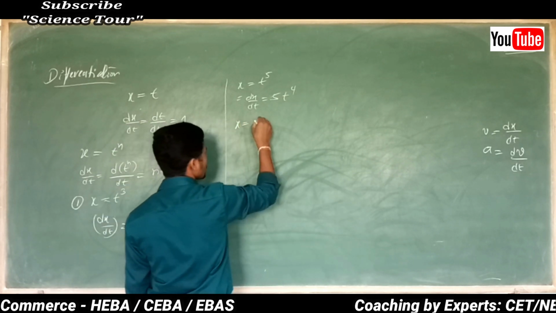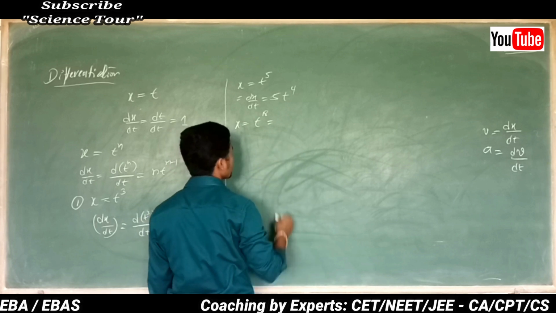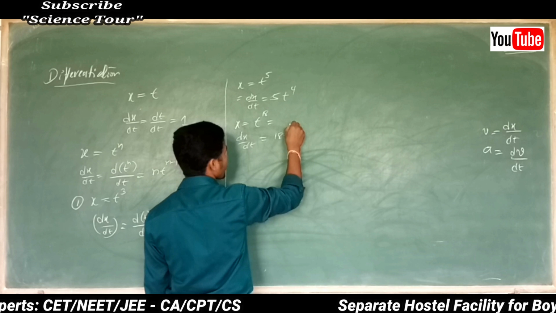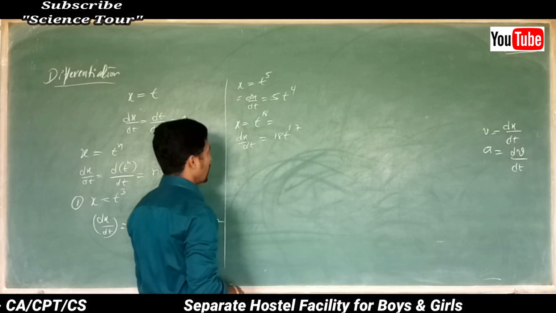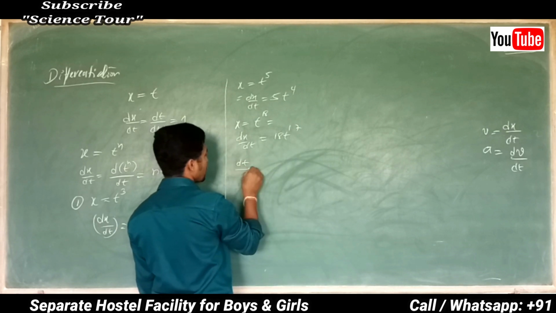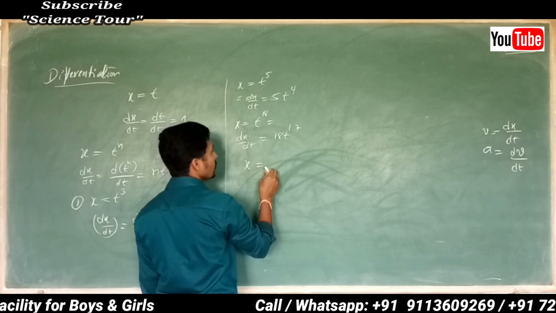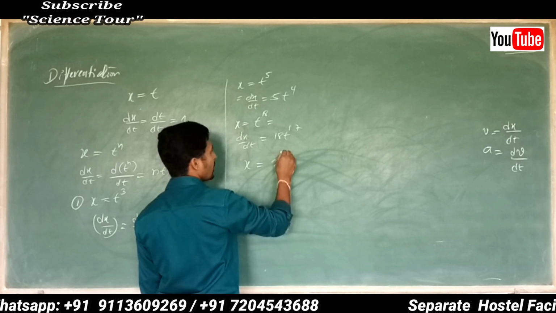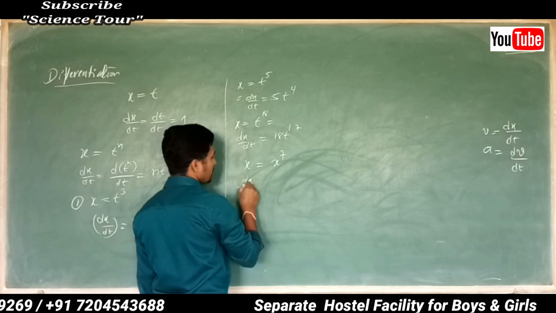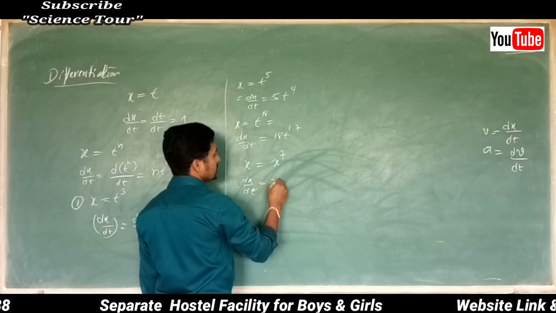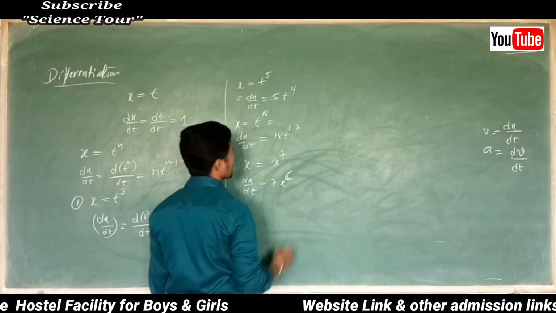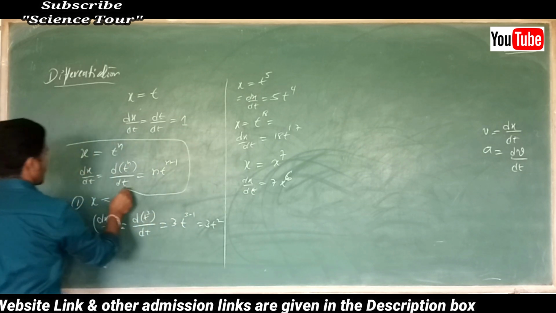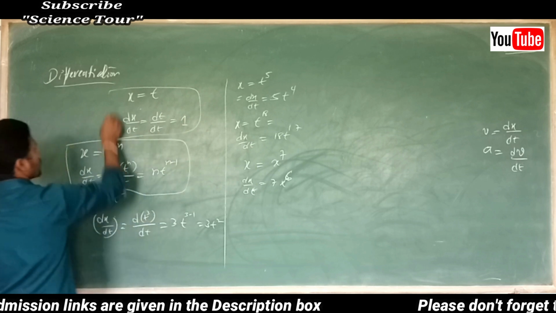Similarly, if I give x to the power 18, how much? That is nothing but dx by dt, which is equal to 18t to the power 17. Okay, like that. So if I give x to the power 7, whatever it may be, dx by dt is equal to 7x to the power 6. In this way, these are the examples for this formula. This is important, one more formula.